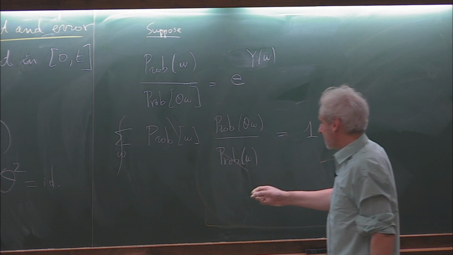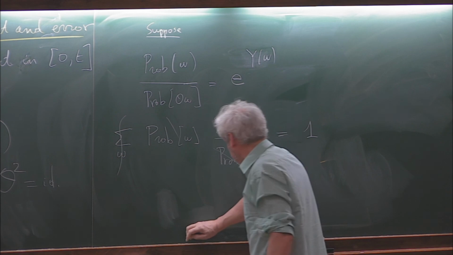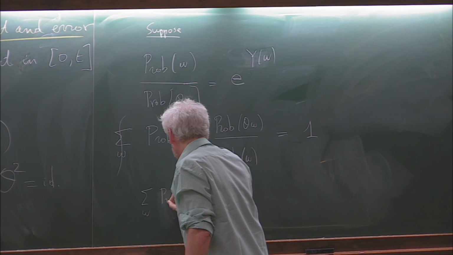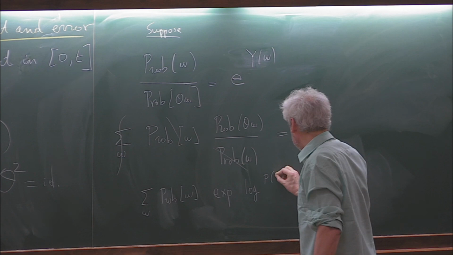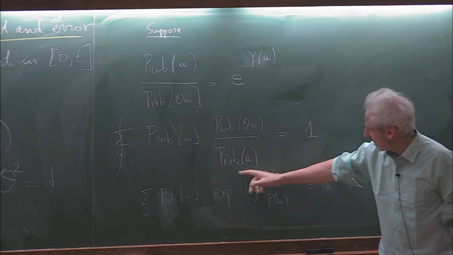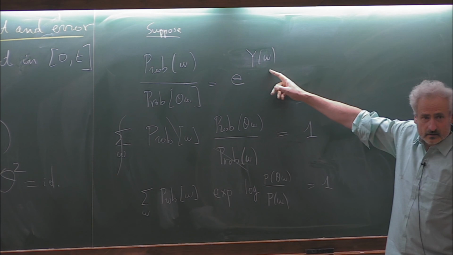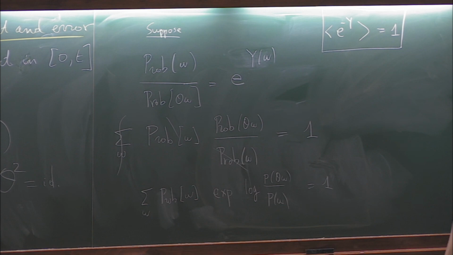So that clearly means, if I take the average of e, not yet average, that implies that I have the sum over omega, probability of omega, of the exponential of the logarithm of the probability of theta omega divided by P of omega, that is still one. I'm sorry, I'm doing something very stupid, I take the exponential of the logarithm, but there is a reason to do that, because the logarithm of this thing is just minus y. So I find that the expectation of e to the minus y is equal to one. Just directly from here.